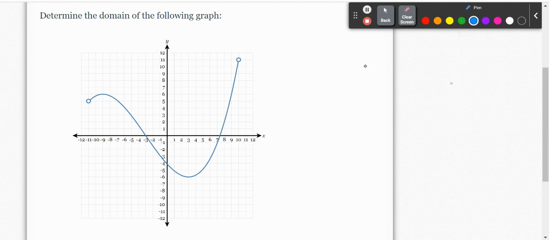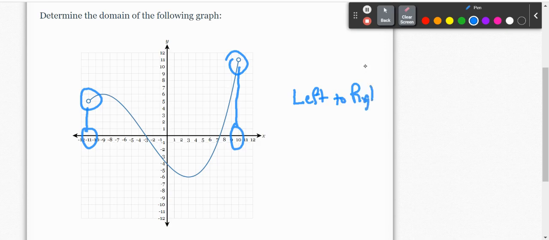All right, on this one, we're just looking again at the domain. Both the endpoints are open. So this time, we figure out how far left it goes to -11, how far right it goes to 10, and domain is written left to right. And so we go -11, comma 10. And because they're both open, instead of brackets, we use parentheses to show that we don't include the endpoints.